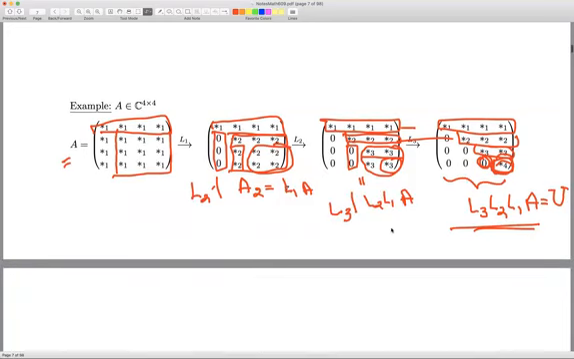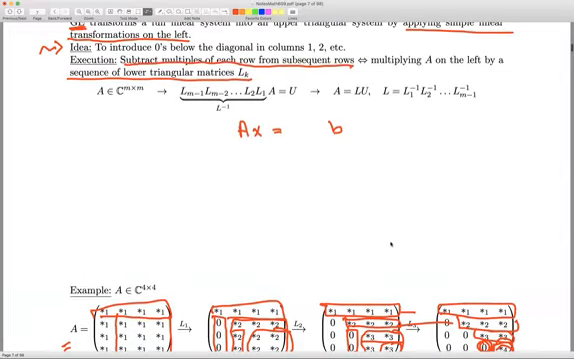So now let's come back. This is in the case of a 4 by 4 matrix, and in general, in the case of an M by M matrix, we will end up multiplying the matrix A on the left by a sequence of lower triangular matrices. And as a result, we will end up with the matrix U. Now if we look at the multiplication of those matrices, this will also be a matrix of dimension M times M. And we will see that this matrix will be invertible.